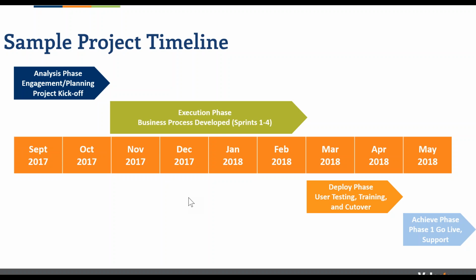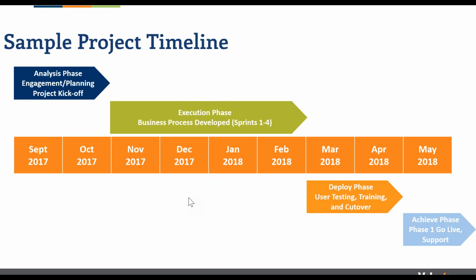But with Velocio, what you would experience is a couple months of analysis up front to define your requirements, to do your fit gap, to build out your sprint cycles. And I'll describe sprint cycles in just a moment, but really to analyze all your business processes and get our collective acts together around what we need to do and how we need to do it. And then in this slide, it shows starting in November, we do the execution phase.